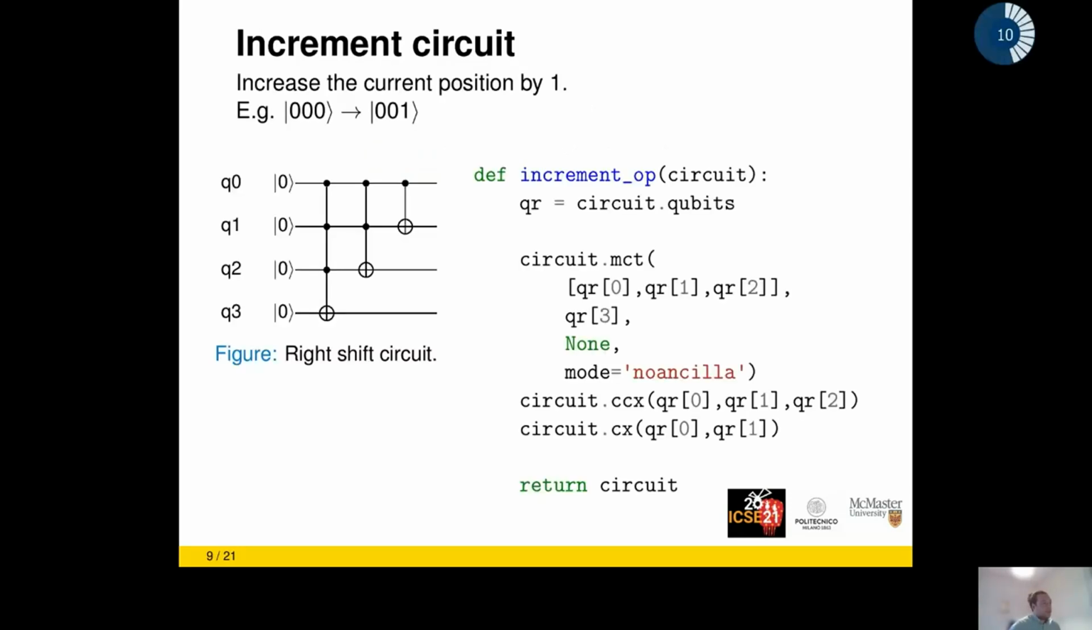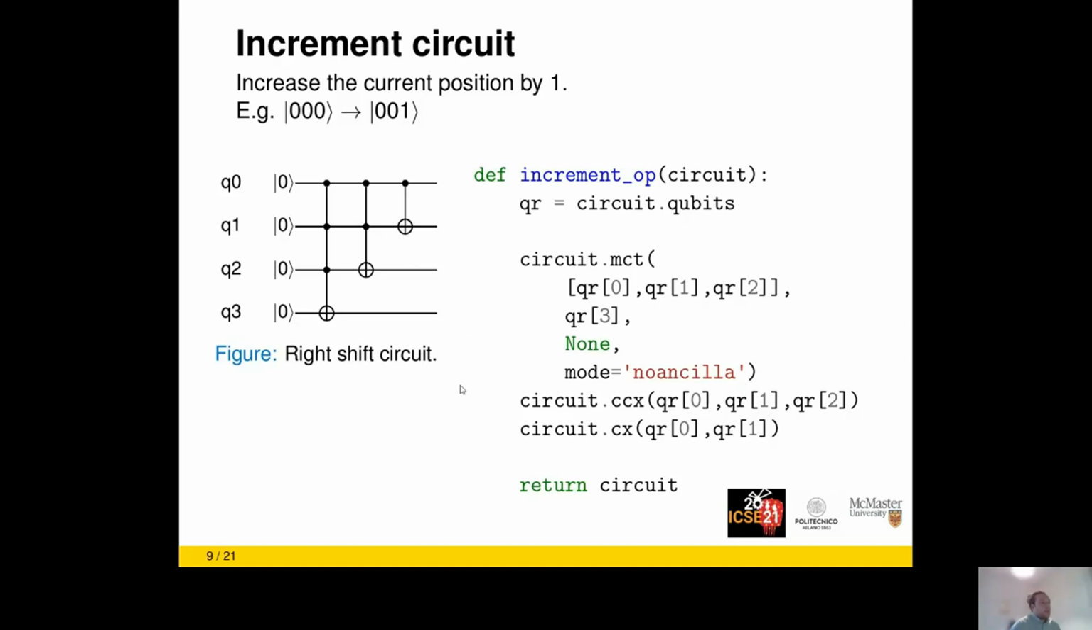Then we have the increment circuit. Basically, it increases the position by 1 of the last 3 qubits. This image on the left shows the complete increment circuit. As we can see, it is composed of a succession of controlled and multi-controlled NOT gates. On the right, we can see the code to construct them using Qiskit.